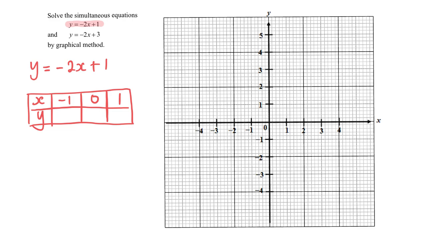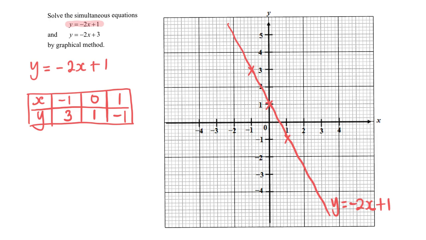That will give me the following points: 3, 1, and -1. So I now need to plot these points. X is -1, y is 3; x is 0, y is 1; and 1 and -1. And I'm going to draw the line, and this will be my y equals -2x plus 1.